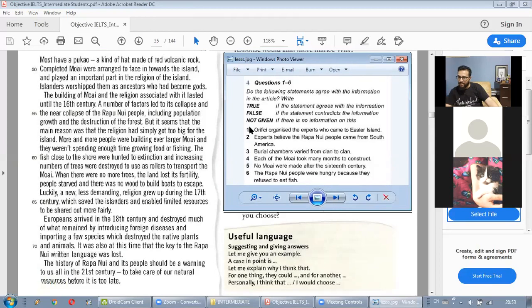Okay, so now let's see. It says here Orefici, I think it's Italian, so that's probably how it's pronounced. I'm not sure. Organize the experts who came to Easter Island.